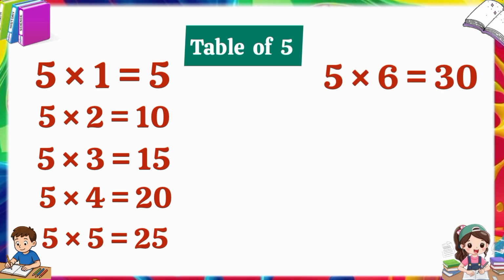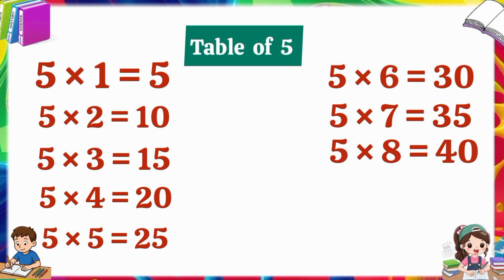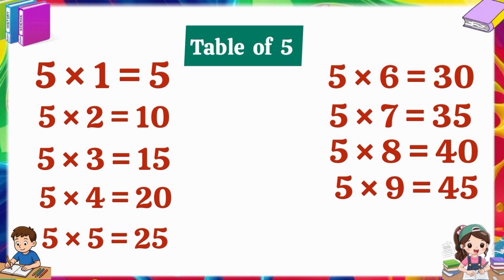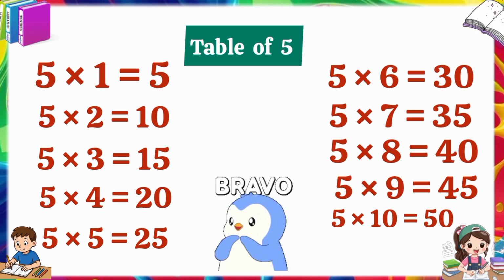5 times 6 equals 30. 5 sixes are 30. 5 times 7 equals 35. 5 sevens are 35. 5 times 8 equals 40. 5 eights are 40. 5 times 9 equals 45. 5 nines are 45. 5 times 10 equals 50. 5 tens are 50. Wow, kids, you did amazing today. Now you know the table of 5.